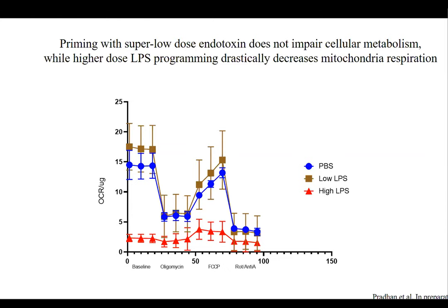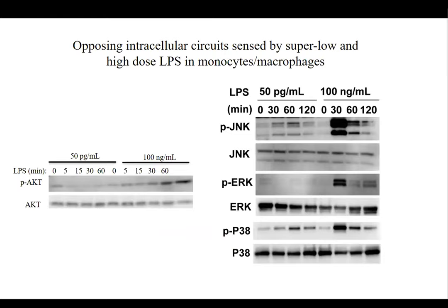And then we look at the mechanism. What's the competitive circuit in the cell that drives the clear decision-making into one state versus the other? So we look at some of the classical pathways involved in LPS sensing, for example, the MAP kinase pathway. We know that there are three key players of MAP kinases: one is JNK, the other is ERK, and the other is P38.